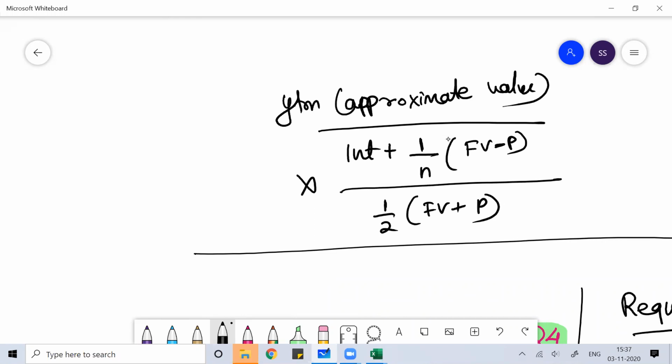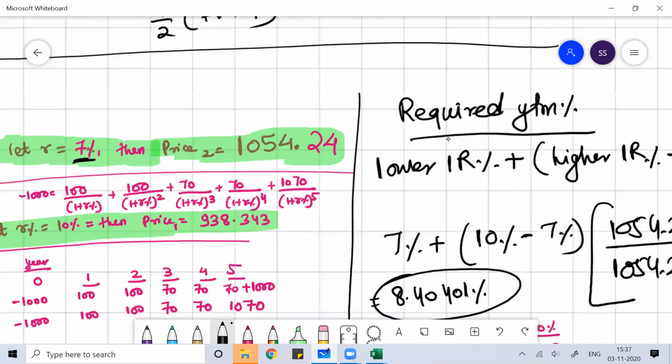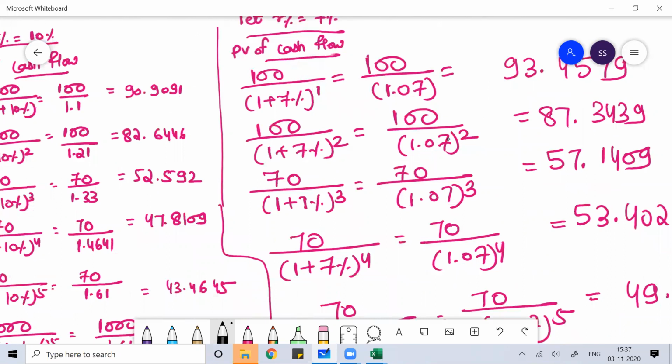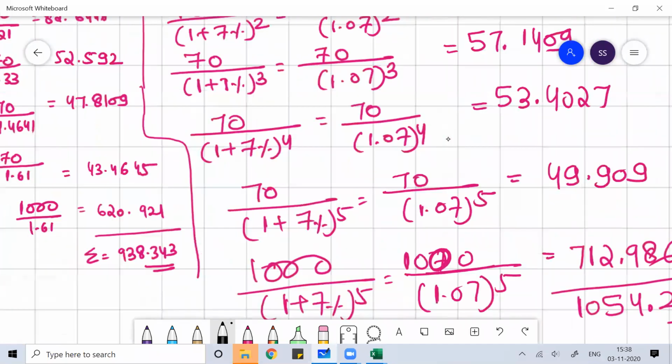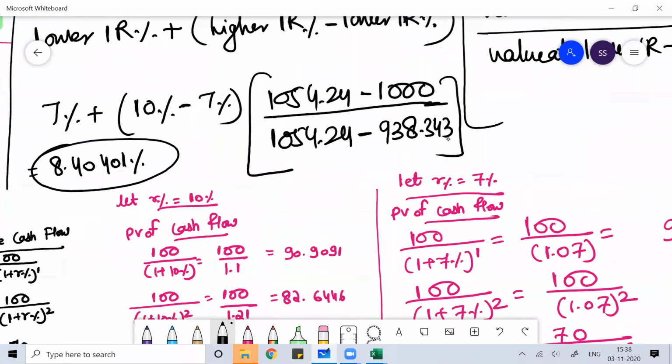That formula will not work here because you can see the cash flows are not constant. You are getting different cash flows. For the first 2 years, the cash flow is 100 rupees and then your cash flow is 70 rupees. So that formula will not work here. This question you can do only step by step. So the answer for this would be around 8.40401. Anyone, any doubt?